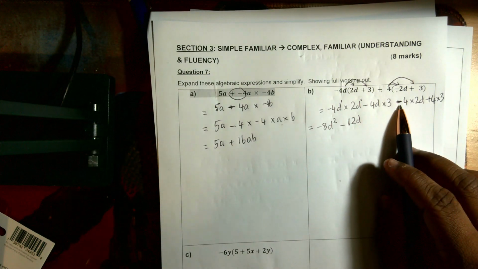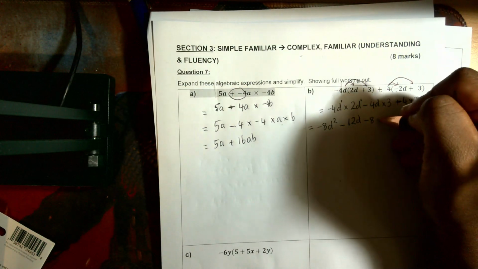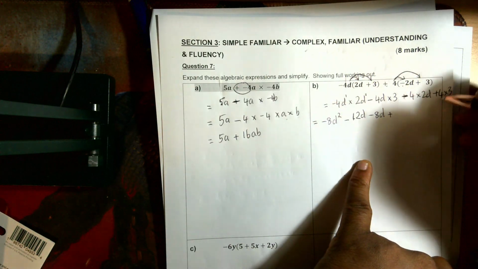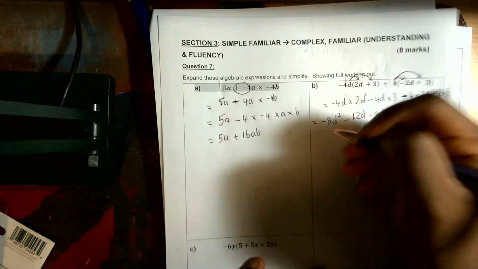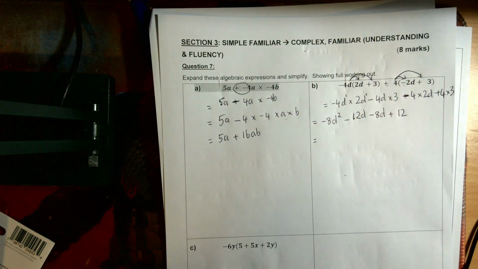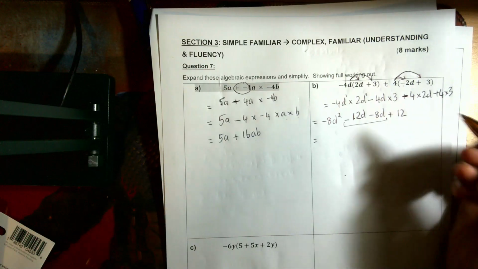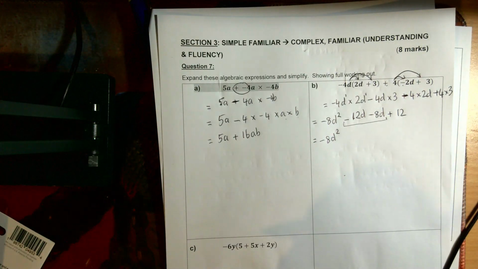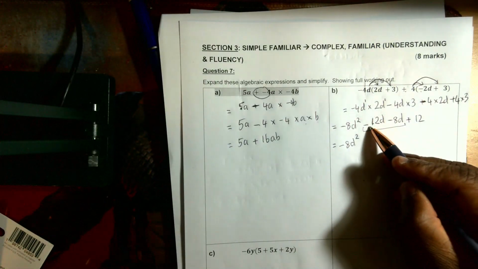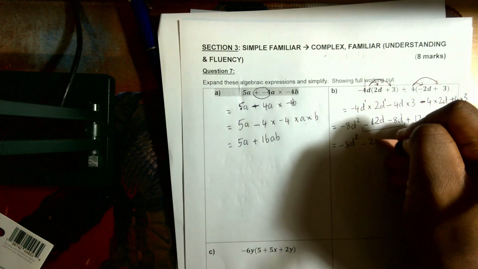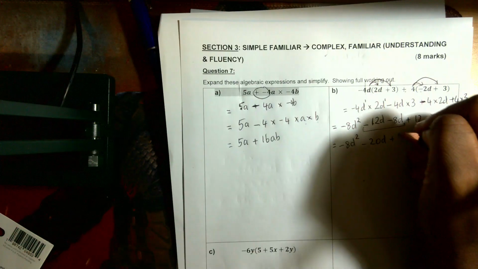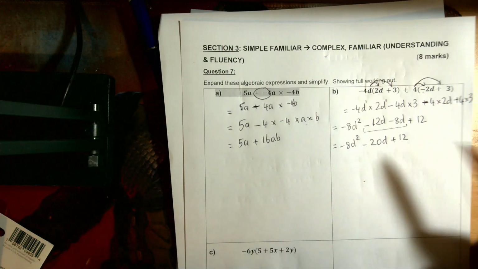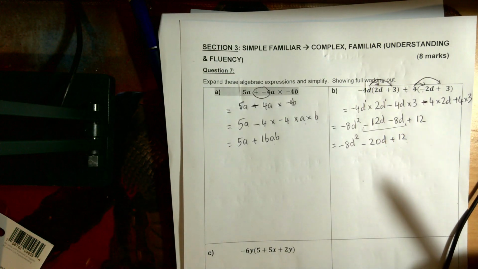Next we have negative 4 times 2, negative 8. Variable's d, and then 4 times 3 is 12. Now we're going to collect like terms here. So negative 8d squared, only d squared term, so that's by itself. Negative 12 take 8, it's negative 20. Variables d plus 12. None of these terms are like terms, so that is where we stop there.